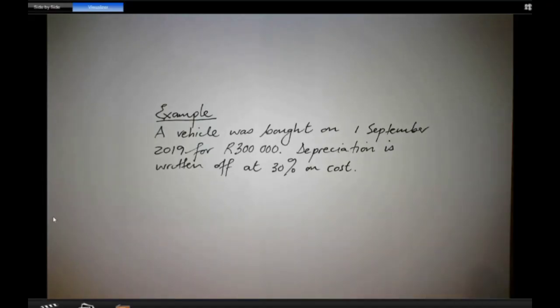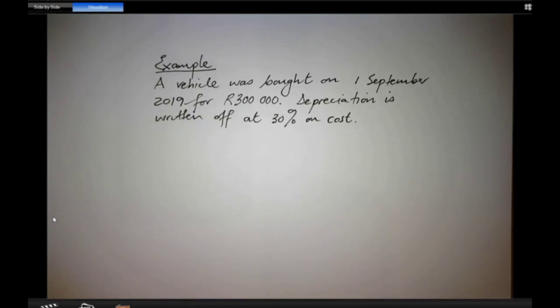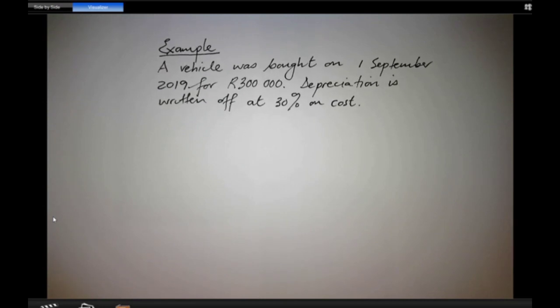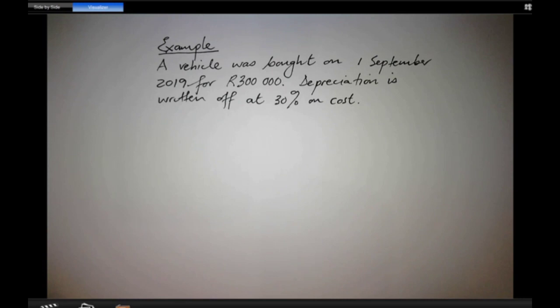Quickly, let me re-explain the concept of 1 rand carrying value. You see, an asset cannot have no value in the books. The minimum amount that it can carry is 1 rand for the lifetime of the asset. I'm going to talk about lifetime as well, because it's a topic you deal with in matric, although it hasn't really come up. You have to understand the concept of lifetime in terms of bookkeeping, and that you can continue to use the asset.